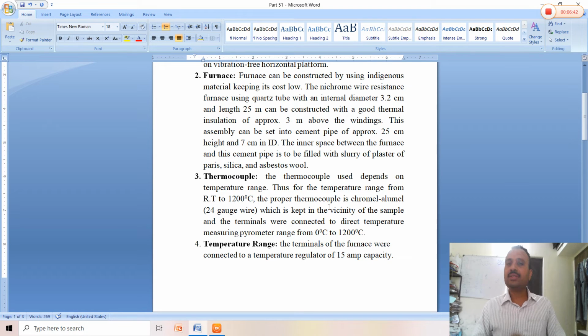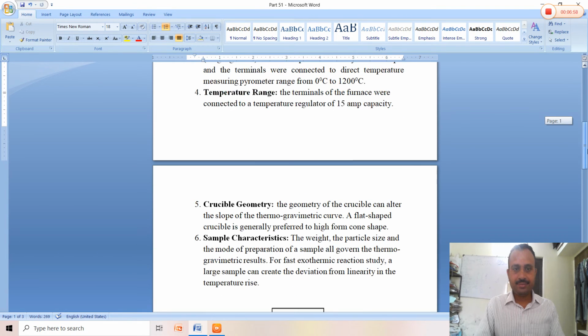The proper thermocouple for thermogravimetry is chromel-alumel, and it should be kept in the vicinity of the sample, and the terminals of the thermocouple are connected to a direct temperature measuring pyrometer. Now the next is the temperature regulator. The terminals of the furnace are connected to a temperature regulator of 15 ampere capacity.